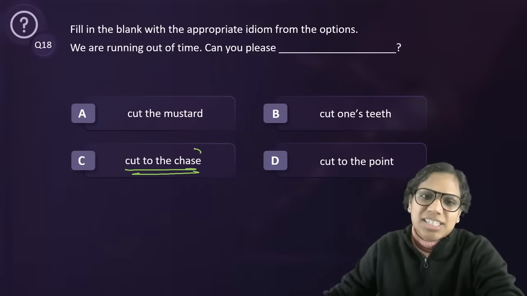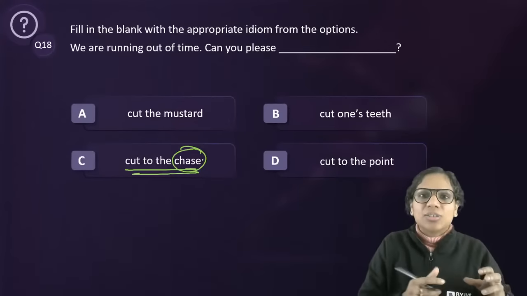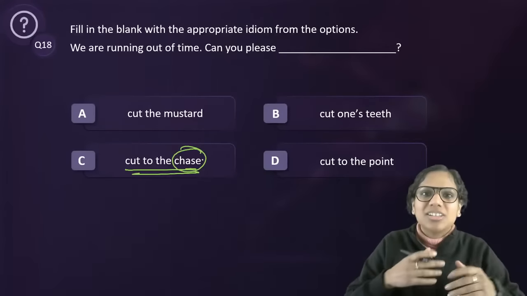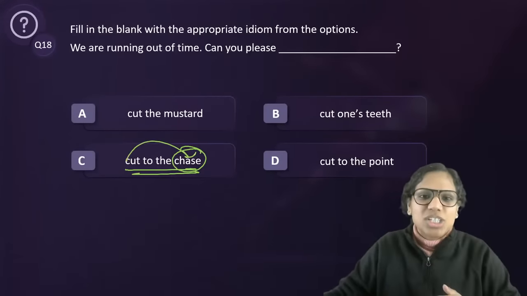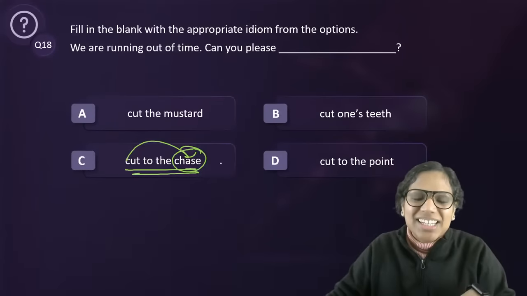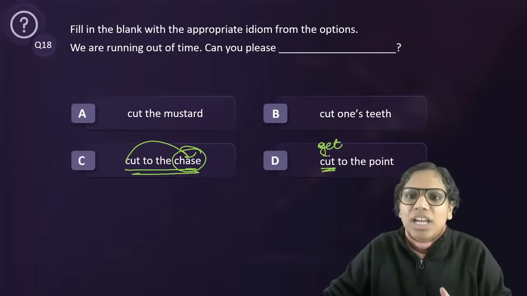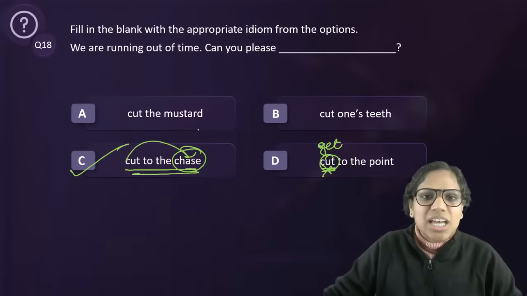Cut to the chase. So let's get to that part. The origin is that the chase usually used to be the most exciting part of a movie, when the hero is chasing the villain or vice versa. So let's just cut to the chase, let's just come to the point. Cut to the point is incorrect. Get to the point is fine. So C is the answer here.